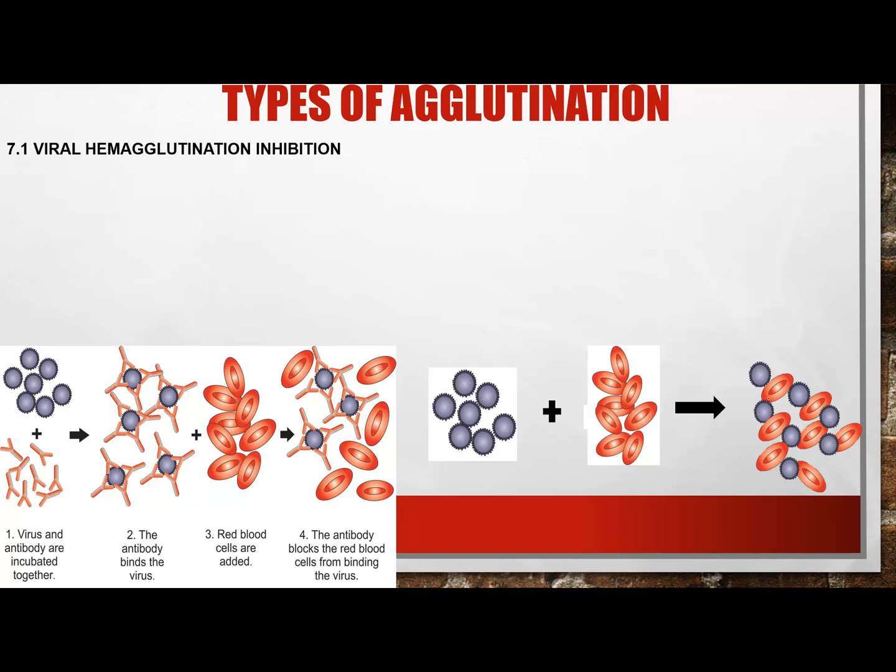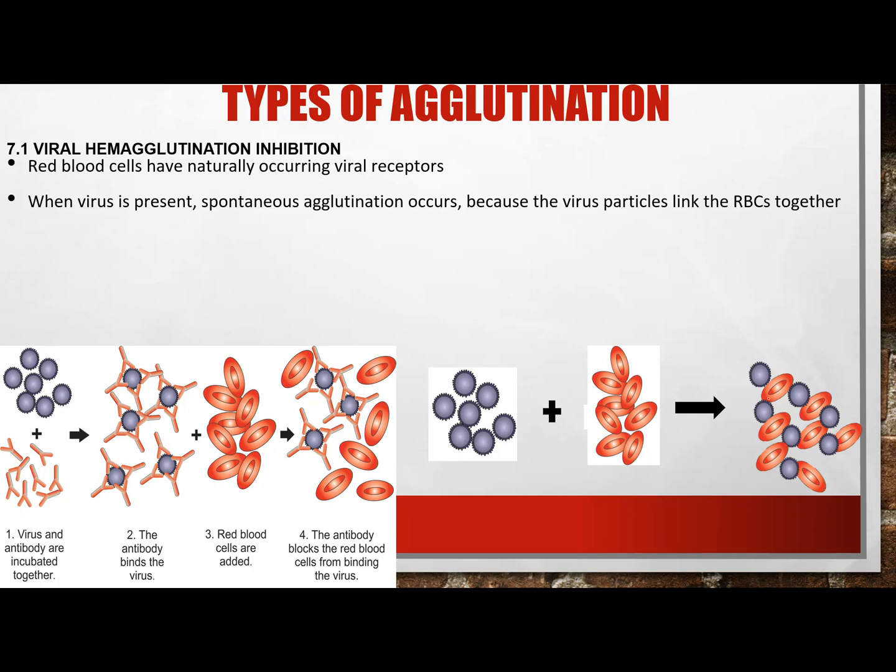Let's go to a type of inhibition, class, yung viral hemagglutination inhibition. So this time, certain red blood cells, please take note of this, have naturally occurring viral receptors. When a virus is present, spontaneous agglutination would occur because the virus particles would link the RBCs together. Presence of patient antibody inhibits the agglutination reaction. So for you to understand this, in this type of inhibition assay, you would be using viruses and your serum. Now, when you mix them together, you would have your virus and antibody. You would incubate them together.